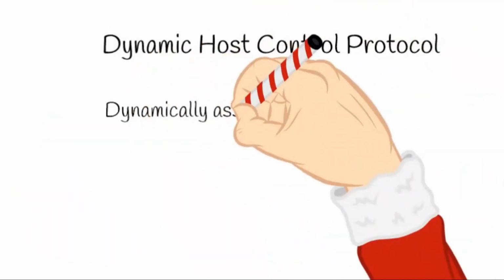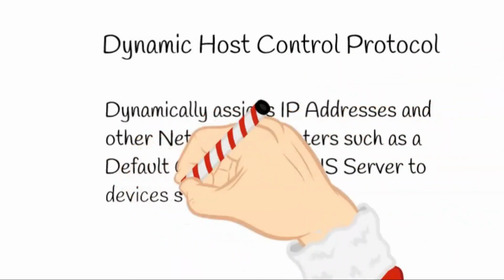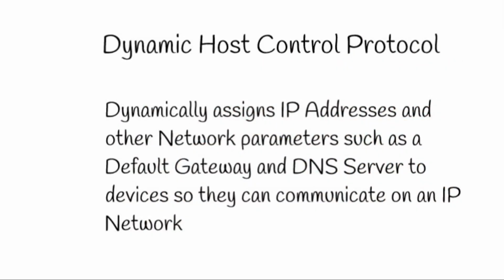So DHCP stands for Dynamic Host Control Protocol, and the design of DHCP is to dynamically assign IP addresses to devices as they connect to the network. It will also issue other IP parameters like the subnet mask, the IP address of the default gateway, and the IP address of the DNS server. This lowers the administrative overhead because we don't have to manually configure these settings on these devices.